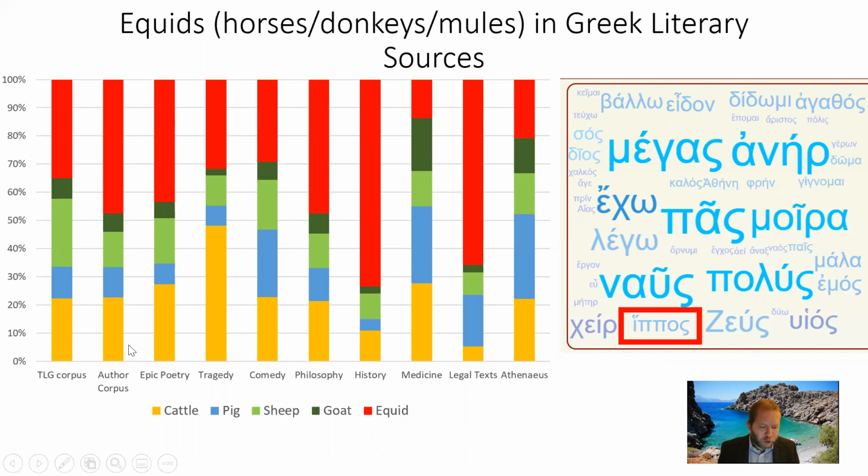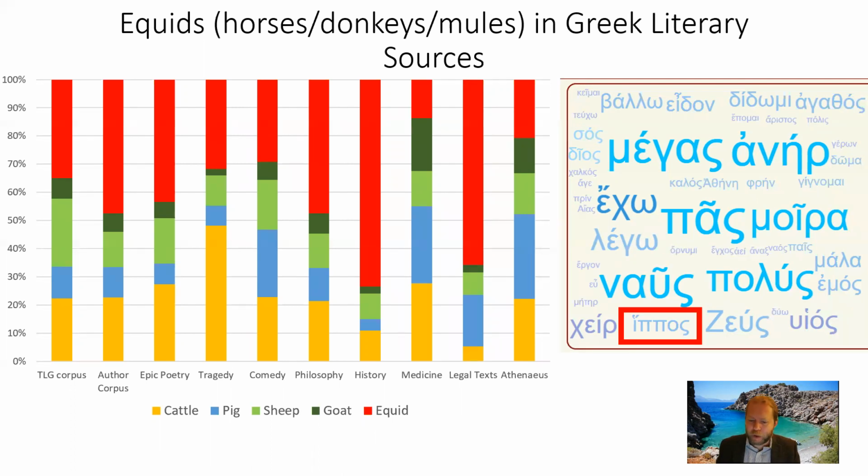Where do we get horses? We get them primarily in epic poetry. We get them in history, historical texts, Thucydides, Herodotus. We get them in legal texts. And this makes sense. These kinds of texts focus on contexts that relate to where horses might be, like warfare.